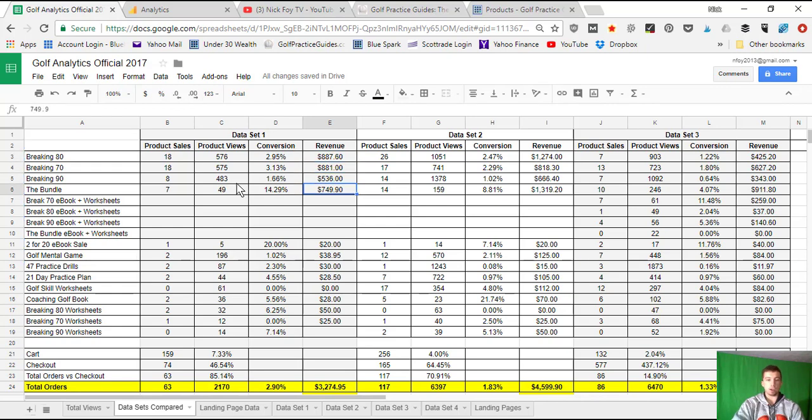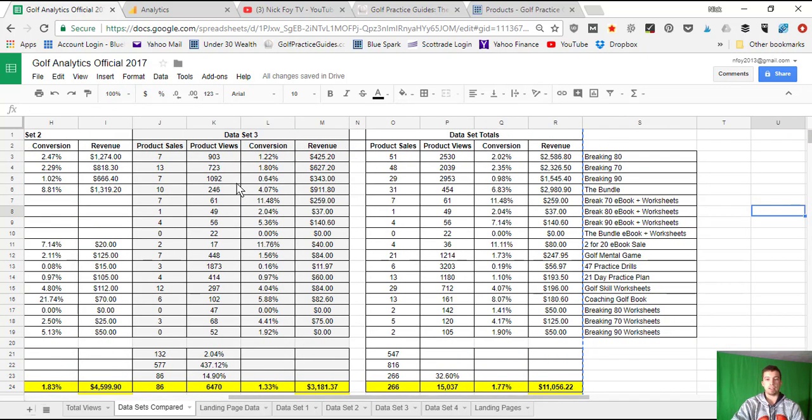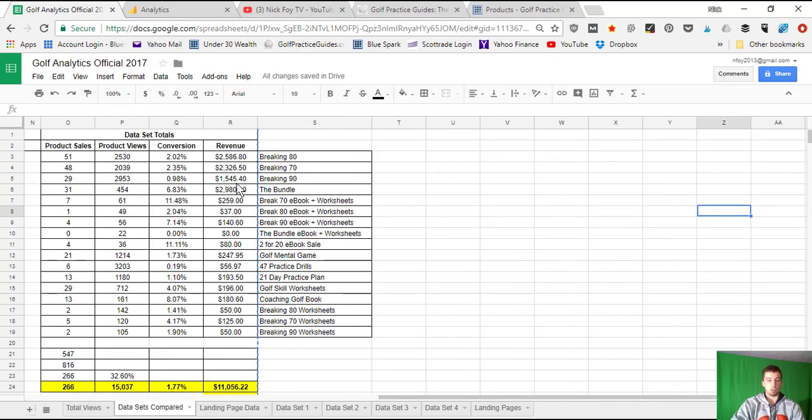In this case, when you add all 3 of these data sets together, we could scroll over here to my data set total column. So we'll go ahead and get those other tables out of the way so they're not distracting. Take a look here, and you can see for all 3 of those data sets combined, I had 51 sales for the Breaking 80 plan. I had 48 sales for the Breaking 70 plan, and so forth. You could go down the list and see how many product sales I had for each of my products.